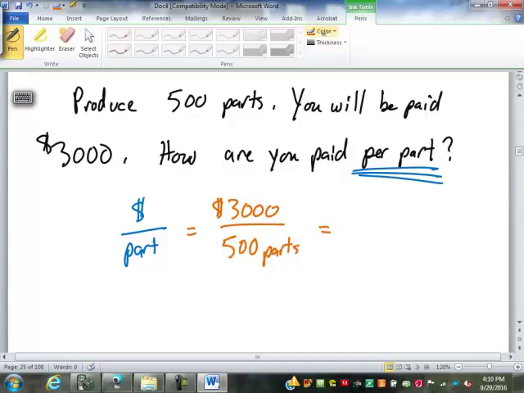If I divide that out and make it a unit rate, I divide by 500. $3,000 divided by 500 is $6. 500 parts divided by 500 is just parts. One part. $6 per part.